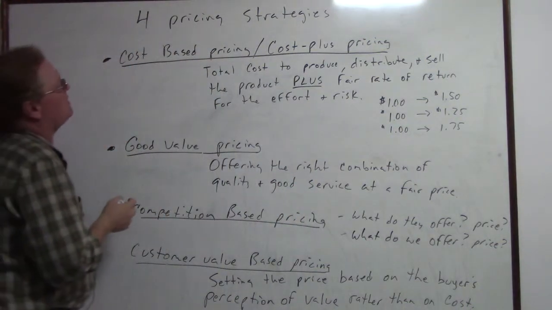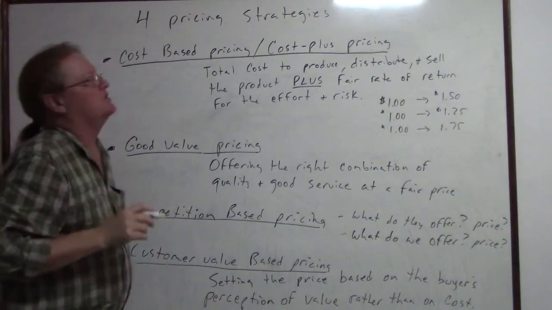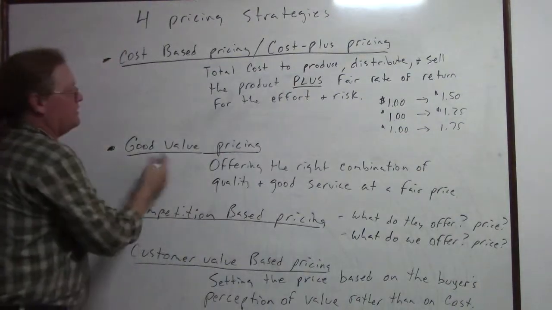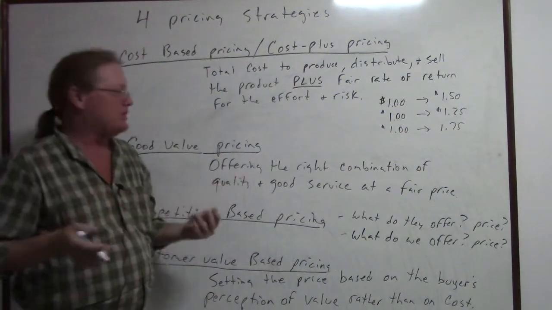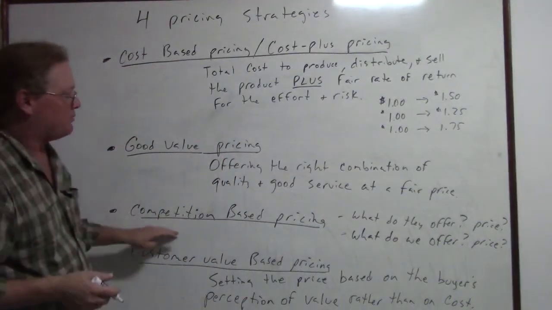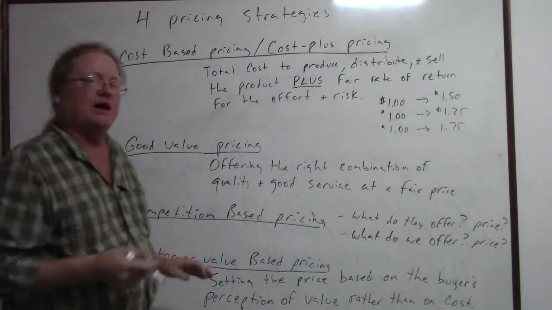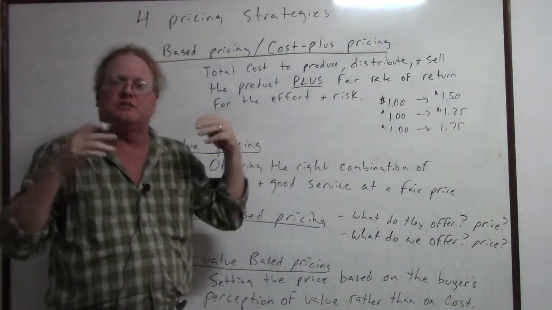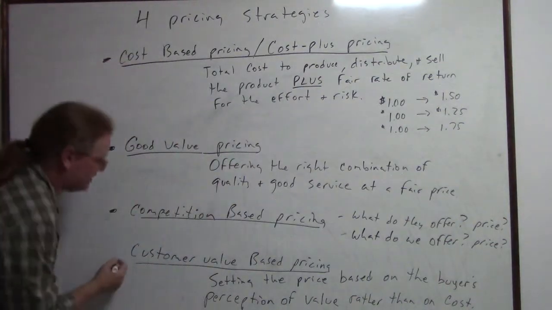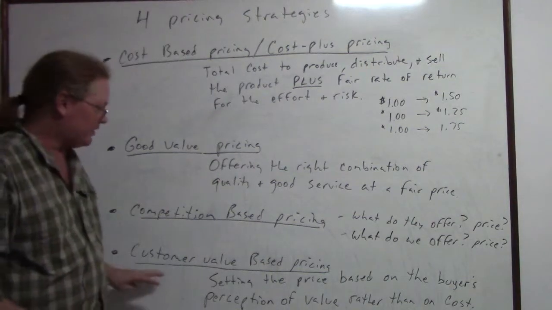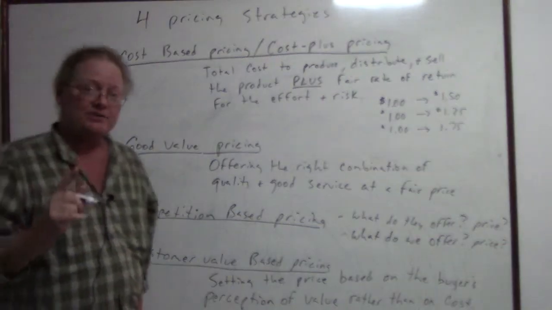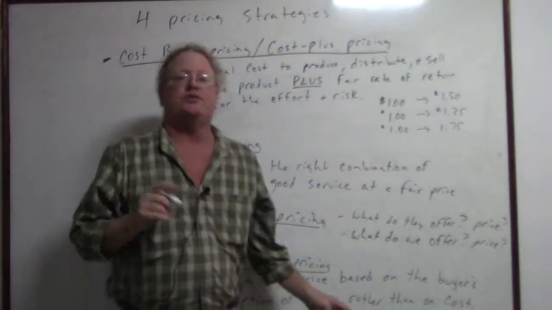So here we're strictly based on cost and adding profit margin to our cost. Here we're trying to go, I would say, kind of down the middle to offer just the right combination at an attractive price. And here we are pricing based on the competition. The restaurants and shoe company, everybody is kind of doing a little bit of that. Then we have an interesting one down here called customer value-based pricing. Setting the price based on the buyer's perception of the value rather than on the cost.